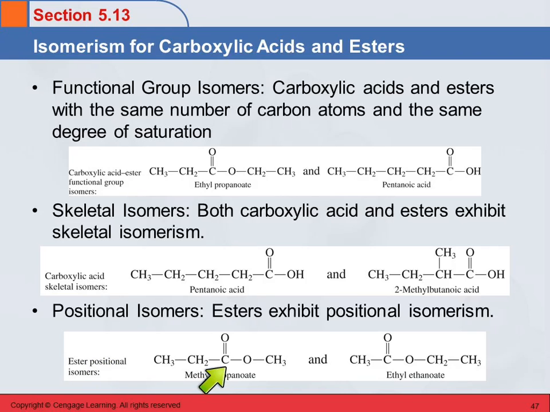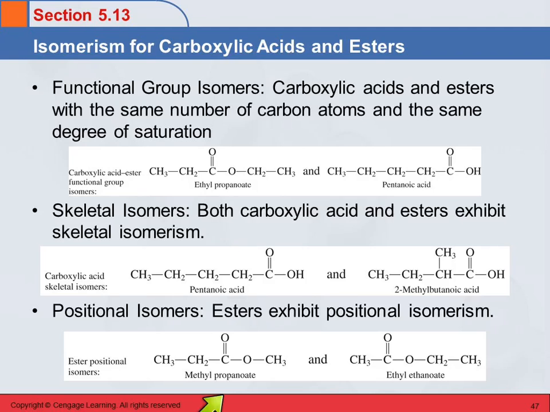And so here's the ester, and we can have this group in the middle with a methyl on one side and an ethyl on the other. Here it's methyl propanoate, or we can scoot it over one carbon, and now this is ethyl ethanoate. One way you can identify these positional isomers especially is to name them. If you name them correctly and come up with the same name, then it's just the identical compound. If you come up with a different name and both of those names are correct, then you have isomers.